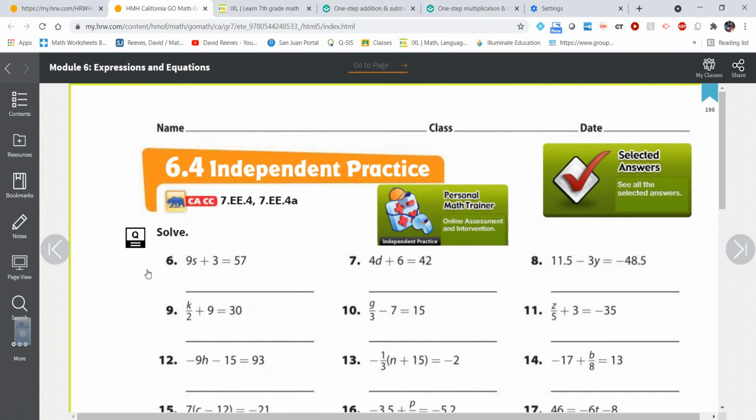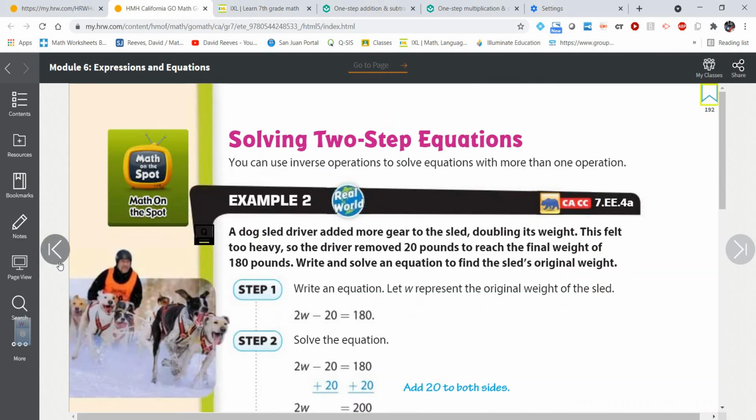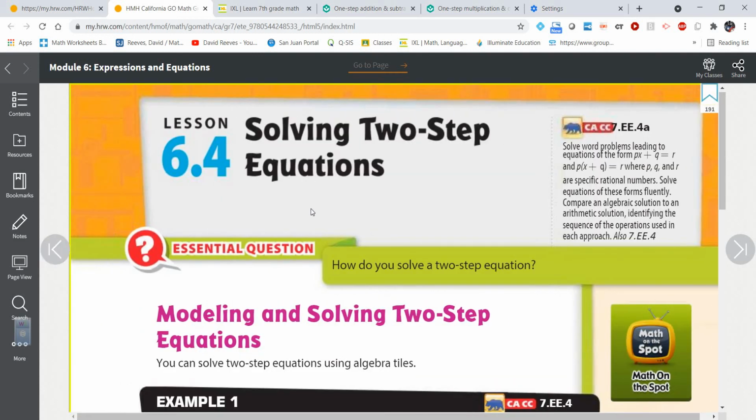So solving 2-step equations is very similar to solving 1-step equations, in that we use the inverse operations. If the equation added, you subtracted. If the equation subtracts, you add. If the equation multiplied, you divide. If the equation divided, you multiply. But now we have to do not only the inverse operations, but we have to do them in the correct order, which is the reverse of PEMDAS, the opposite operations in the opposite order.